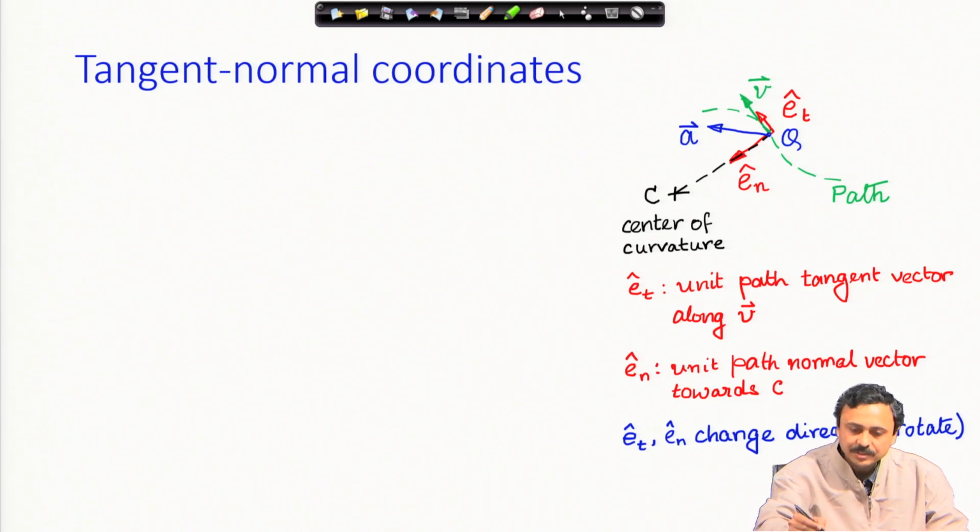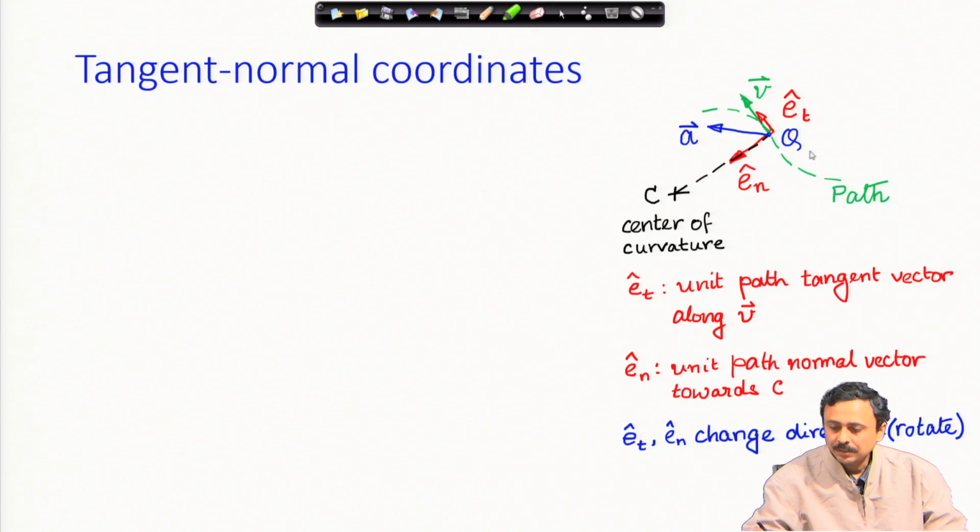Now, here I have started defining my coordinate system. The first thing to note is this vector E_t cap. It is a unit vector, of course, and directed tangent to the path. Therefore, it is along the velocity vector direction. So, E_t is a unit vector directed along the velocity vector direction and tangent to the path.